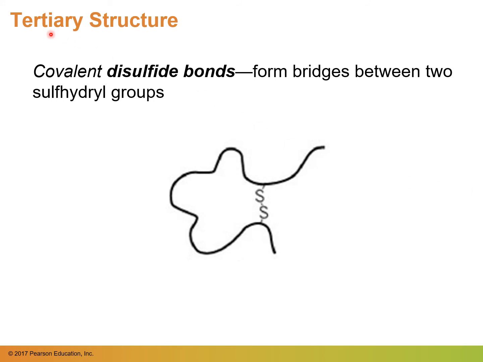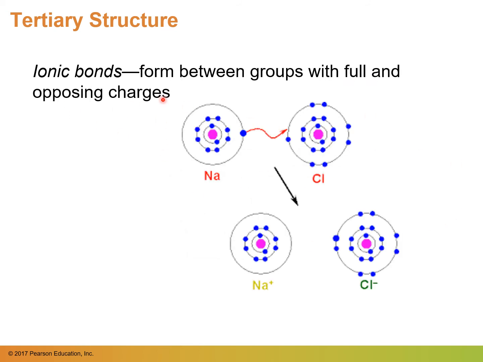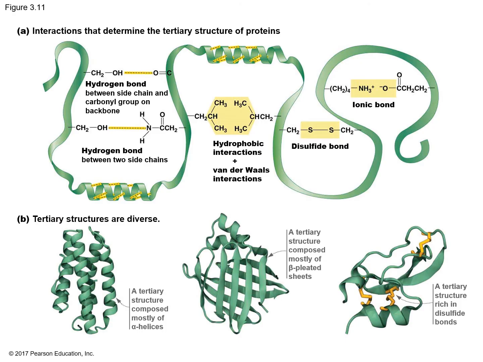Okay, next we have tertiary structure. Well, I guess we're still talking about tertiary structure, but here we're looking at different types of bonds. So this is a disulfide bond, and this is going to be forming bridges. So it's two sulfur atoms bonding together. We have ionic bonding that's going to be forming as well. So remember, that's complete transfer of electrons.